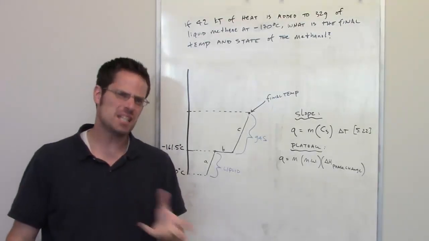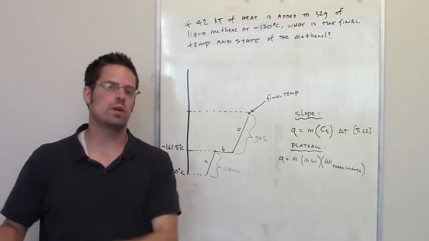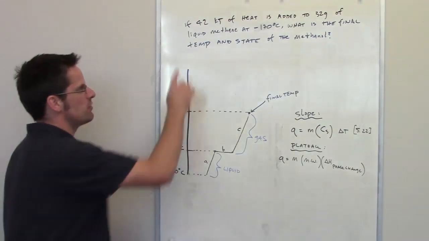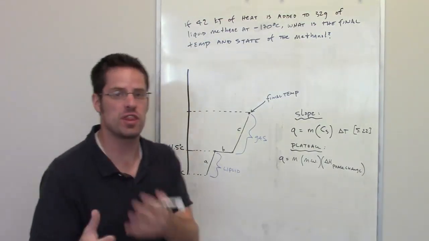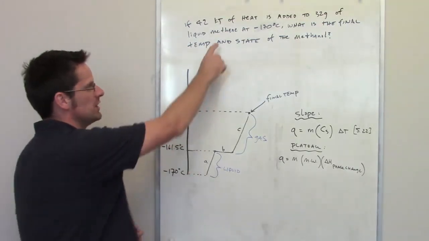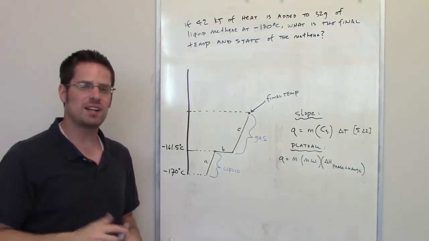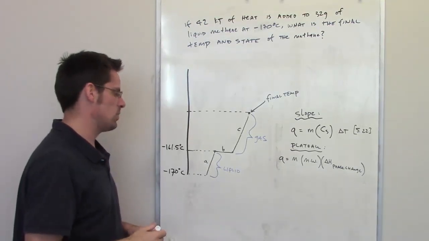This question is similar or related to two other questions that I answered in a separate video, which I'll link here. The question says, if 42 kilojoules of heat is added to a 32 gram sample of liquid methane that's starting at negative 170, what's the final temperature and state of the methane when you're all done?